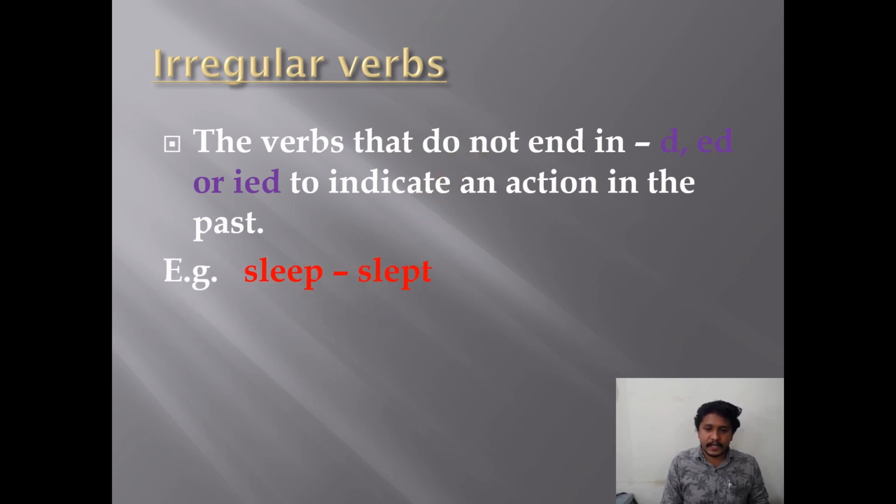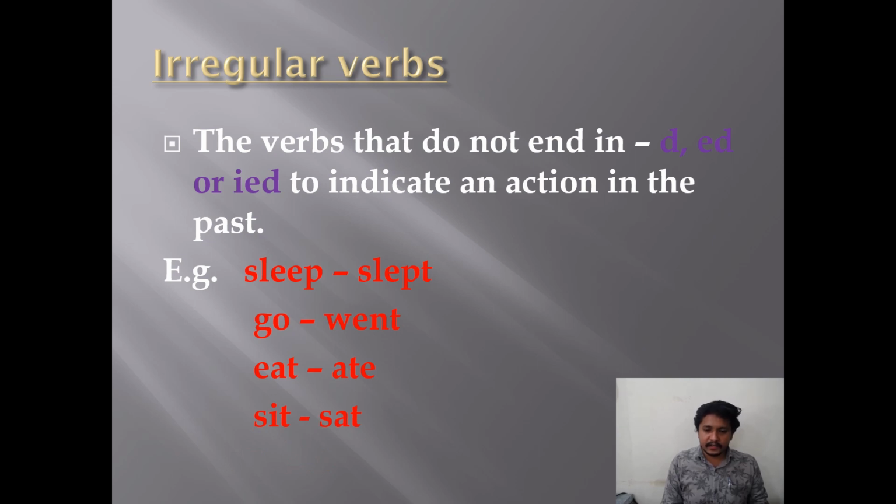For example, sleep, slept. There is no D, ED or IED. Another word is there. Sleep is the present form and slept is the past form. Go, went. Two different words are there. One is in present, one is in past. Eat, ate. With these types of verbs we cannot use D, ED or IED to show the past form. Here we have to write a separate word. Those types of verbs are called irregular verbs.